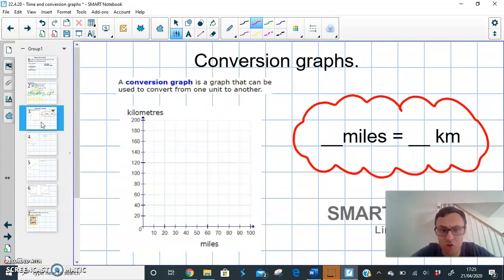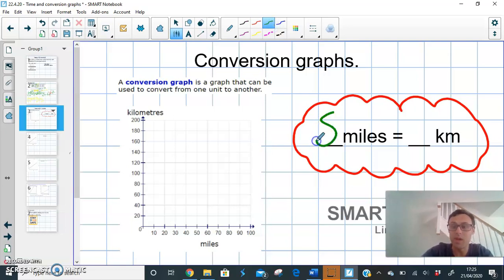Now, then conversion graphs, which is something new. A conversion graph is a graph that can be used to, funnily enough, convert from one unit to another. When we're talking about units, you know that we're talking about centimetres, metres, kilometres, ounces, pounds, whatever. Usually we'll be referring to metric units, which are those modern units that we would tend to be using today.